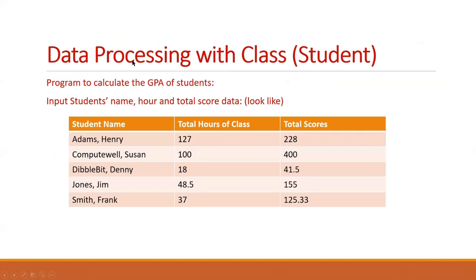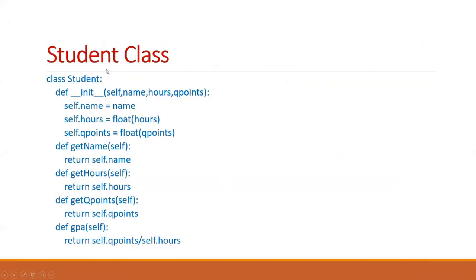So the next one is the data processing with class, a student. A student program that can calculate GPA for students, including the name, hour, and total score, look like this. Okay, I have a student name, the total hour, and total score. So I try to calculate the GPA. So each student, I use a constructor, putting in the name, hour, and Q point. Q point is the 4, 3, 2, 1. A for 4, B for 3, C for 2, D for 1. Like those kind of numbers.